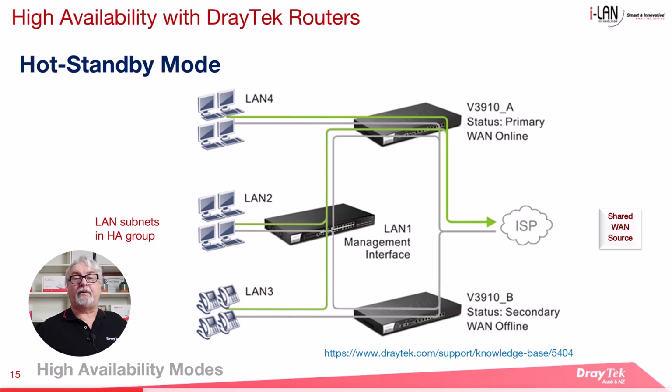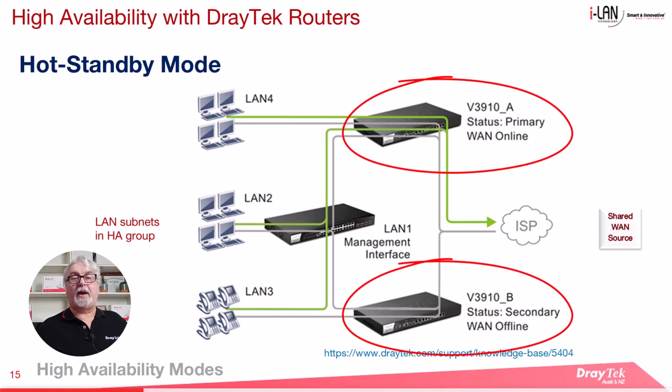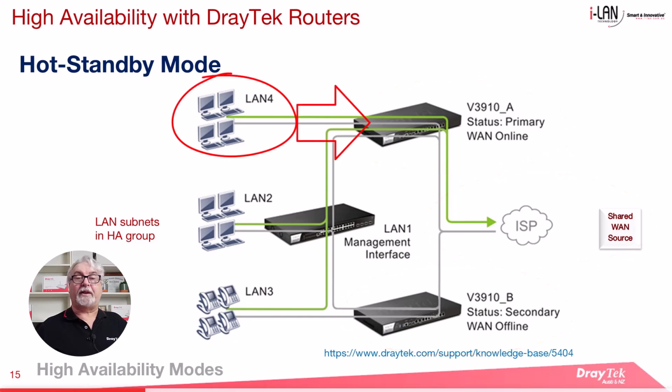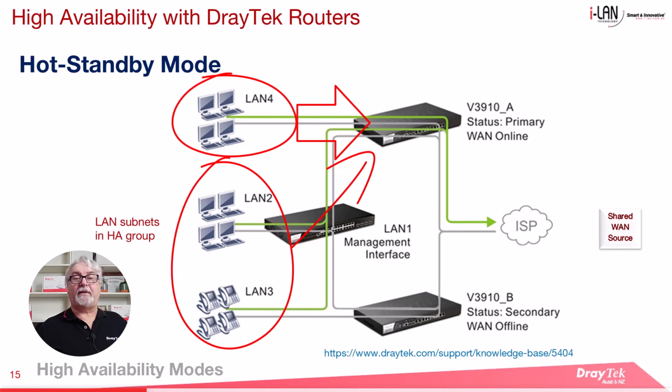In this example, two routers are running in hot standby mode and connected to a common WAN source. LAN 4 is directly connected to router A, while LANs 2 and 3 are connected to the switch and configured to be in the high availability group, currently also serviced by the primary router, router A. So now let's look at what happens when the primary router goes down.